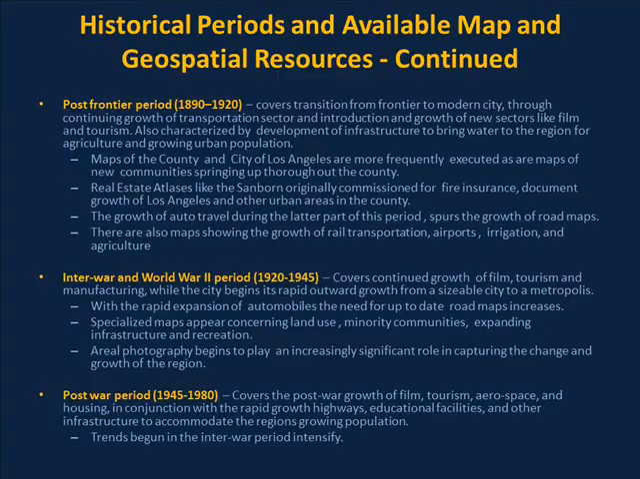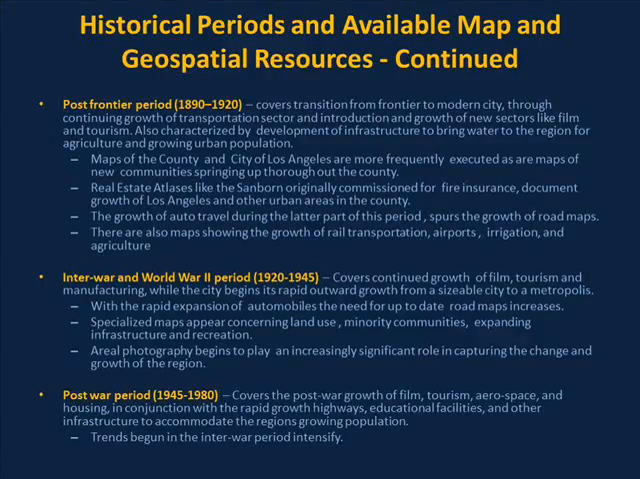Real estate atlases like the Sanborn, originally commissioned for fire insurance, document the growth of Los Angeles and other urban areas in the county. The growth of auto travel during the latter part of this period spurs the growth of road maps. There are also maps showing the growth of rail transportation, airports, irrigation, and agriculture.